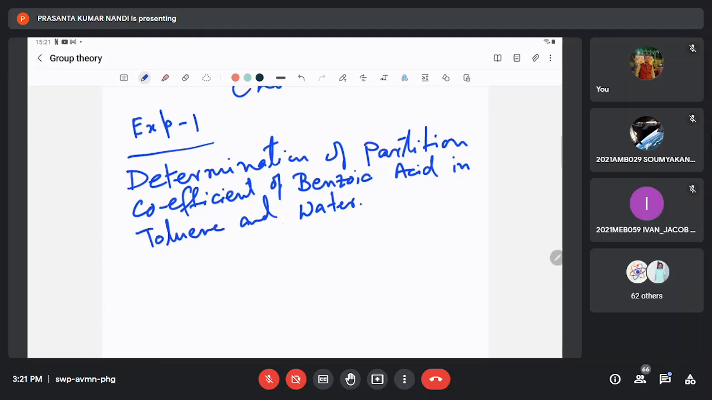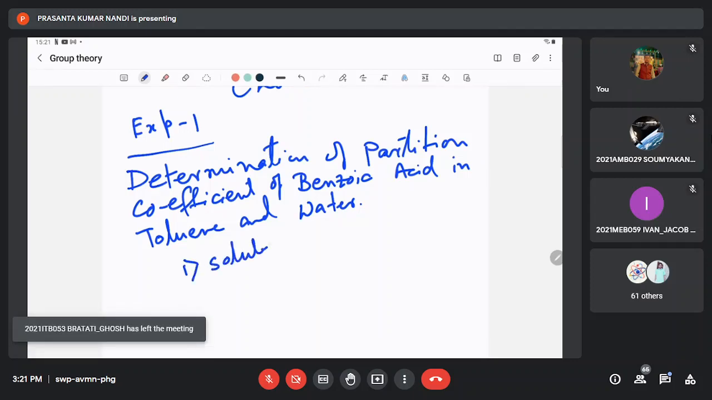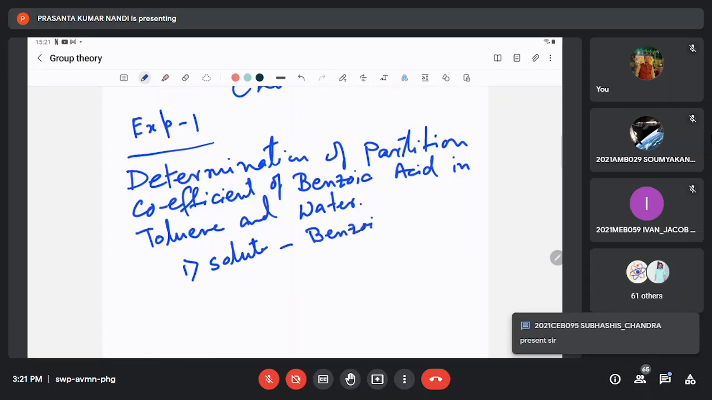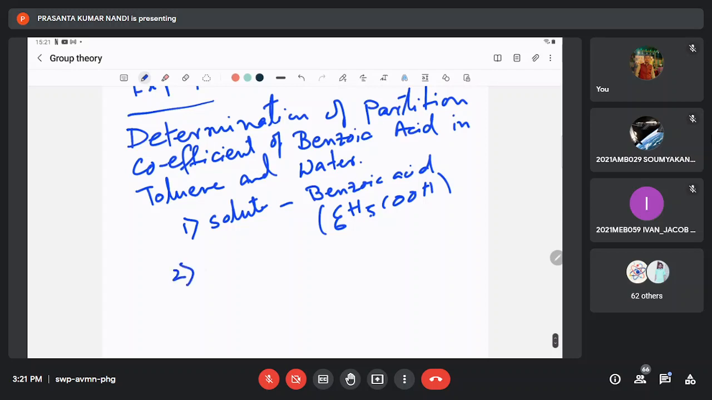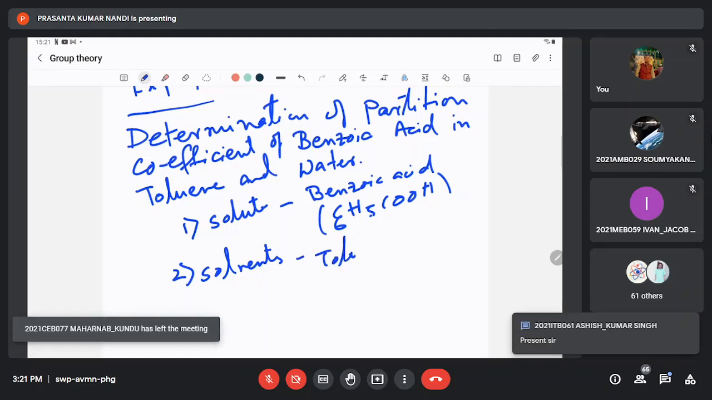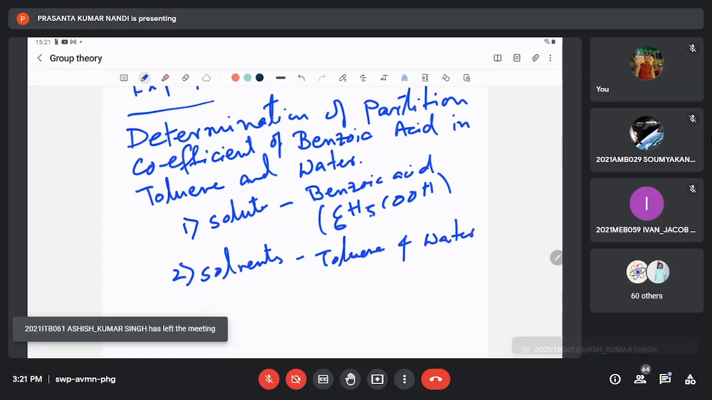Number one, solute. What is the solute here? It is benzoic acid, C6H5COOH. Now, what are the solvents for the present study? The solvents are toluene and water. I think you have the idea of benzoic acid.